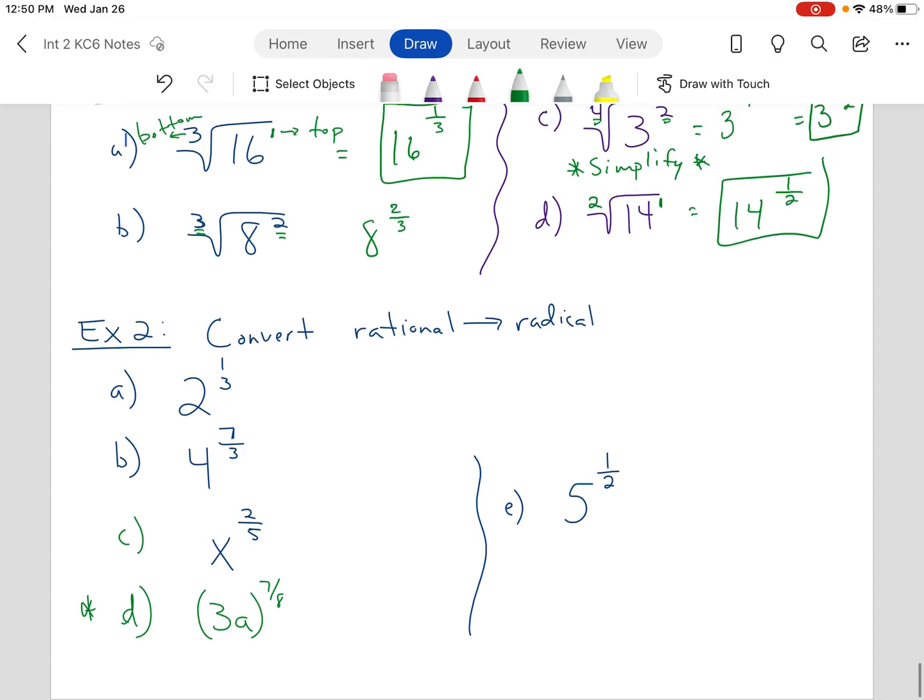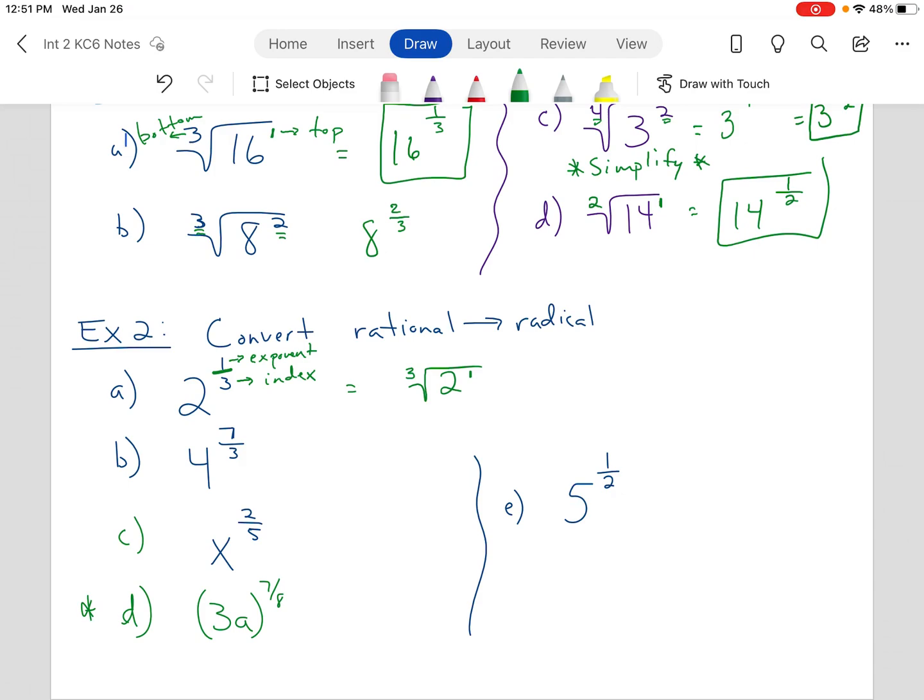All right, example 2, we're going to convert from rational to radical form. Okay, so now we're going the other way around. Okay, so I have 1 over 3. Again, remember, this is now your exponent and this is now your index. So I get 2 on the inside of the root. My exponent is 1. My index is 3.